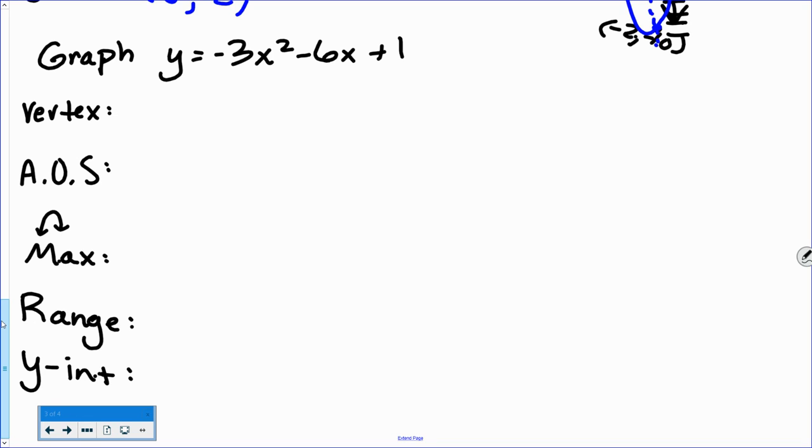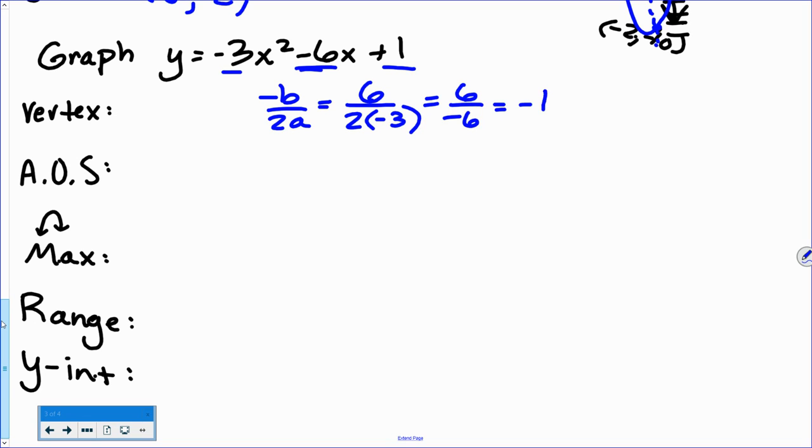Okay, so the vertex. Once again, I have an A, B, and C. They do not help me just look at it to find the vertex. I have to use them to calculate the vertex. So I'm using that negative B over 2A. This time my B is a negative 6. So if I have a negative B, I'm doing the opposite of negative 6. So now it will be positive 6. And then my A value is negative 3. I don't need an opposite there, only for the B. So I'm taking 6 divided by negative 6, so I get a negative 1.